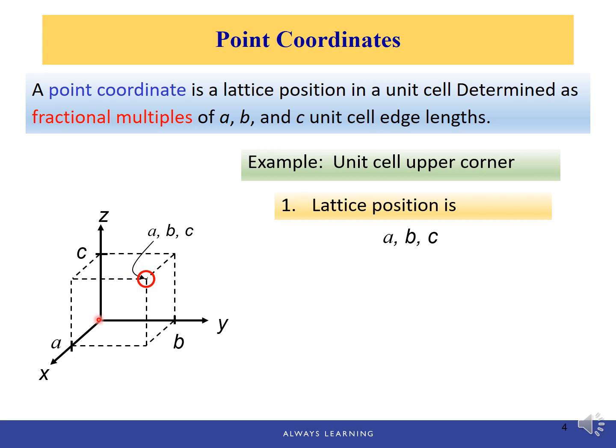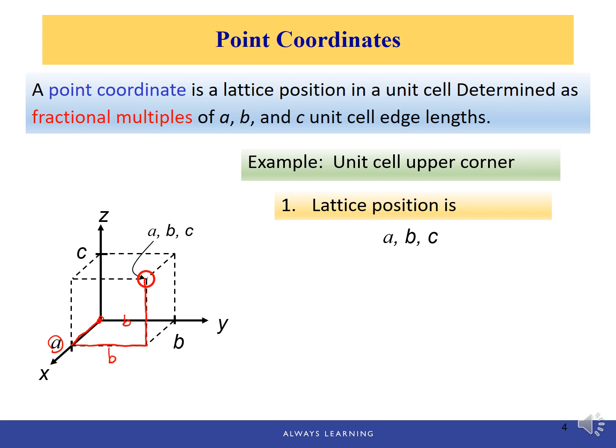First step is to find the lattice position based on this x, y, z axis. So to do that, we can do an imaginary path starting from the origin and then walk along only the XYZ directions. So first I'm going to walk along the X direction, so the distance I traveled is A. And then I change my direction to walk along the Y direction, and the distance I traveled is B, the edge length of this edge parallel to the Y axis.